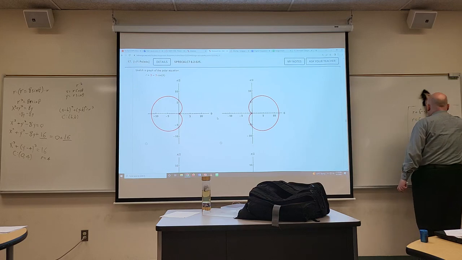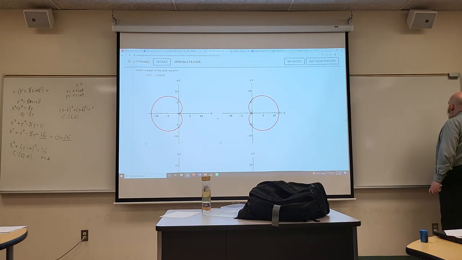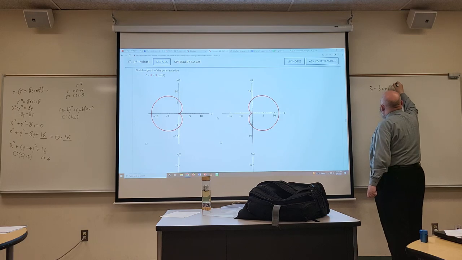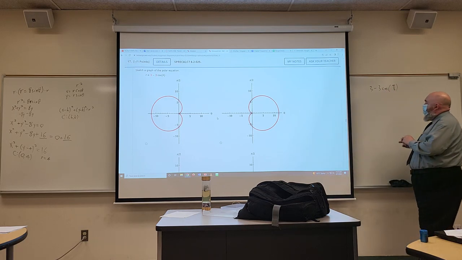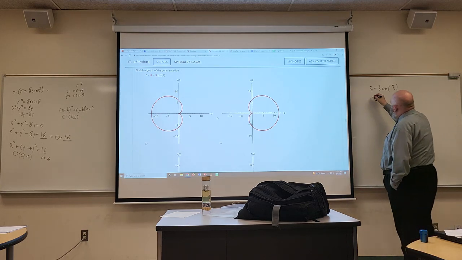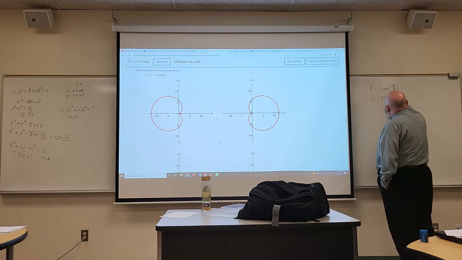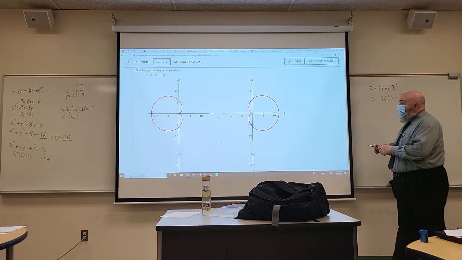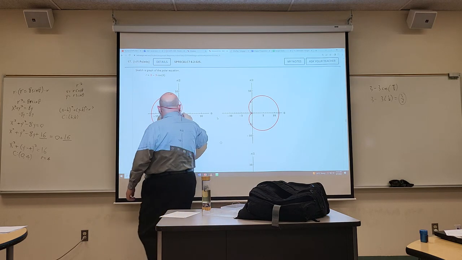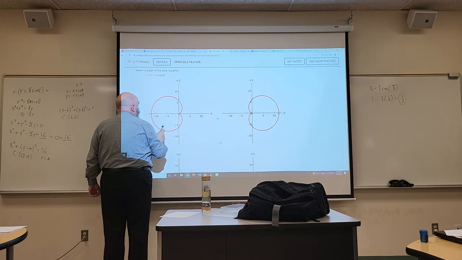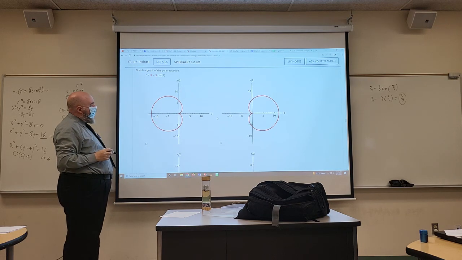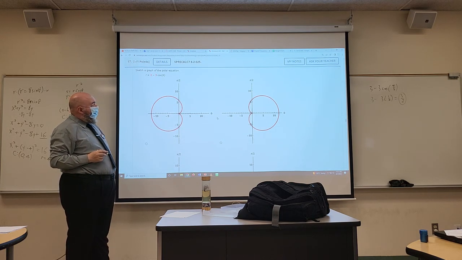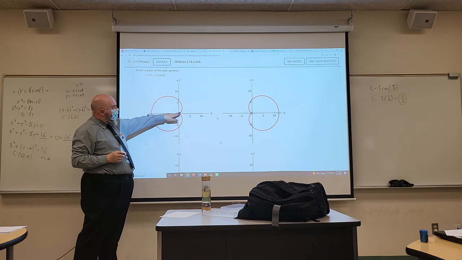If I set theta equal to pi over 3, I'm going to have 3 minus 3 cosine of pi over 3. What's the cosine of pi over 3? 1/2. So that would be 3 minus 3 times 1/2. What is that? 3/2. So, in the direction of pi over 3, I should have a radius of 3/2. Does that look correct? No, it's too big. A radius of 3/2 would take me somewhere around here.